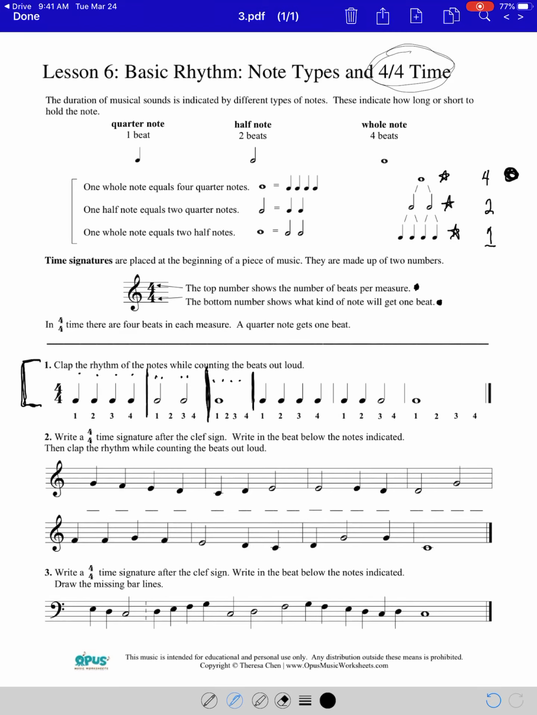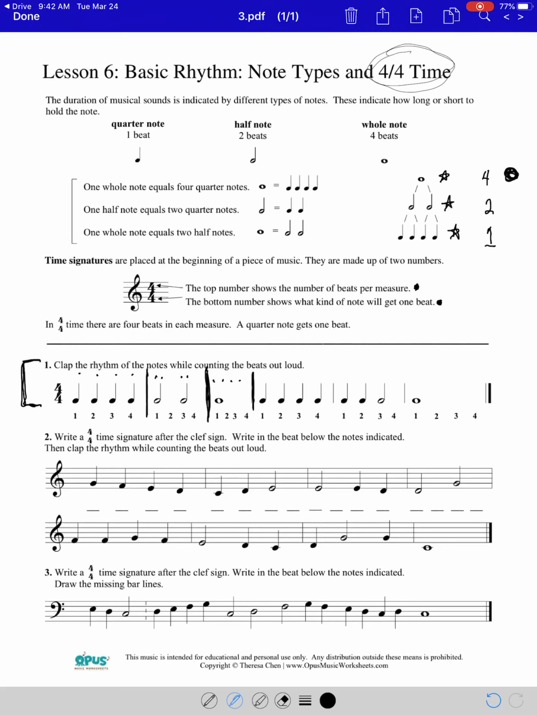Here we go. 1, 2, 3, 4. 1, 2, 3, 4. And that's how that rhythm would sound.